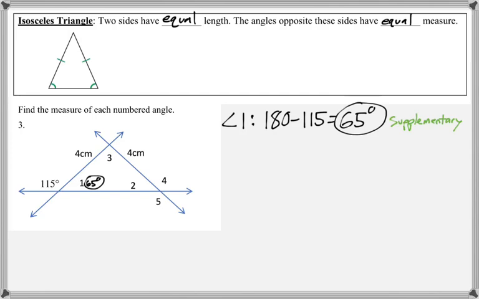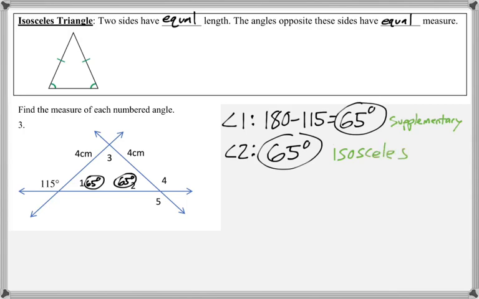Okay, so like we talked about, this is an isosceles triangle here. So if angle 1 is 65 degrees, we know that angle 2 also has to be 65 degrees because they are opposite equal sides. So angle 2 also has to be 65. And that's because of the isosceles triangle.